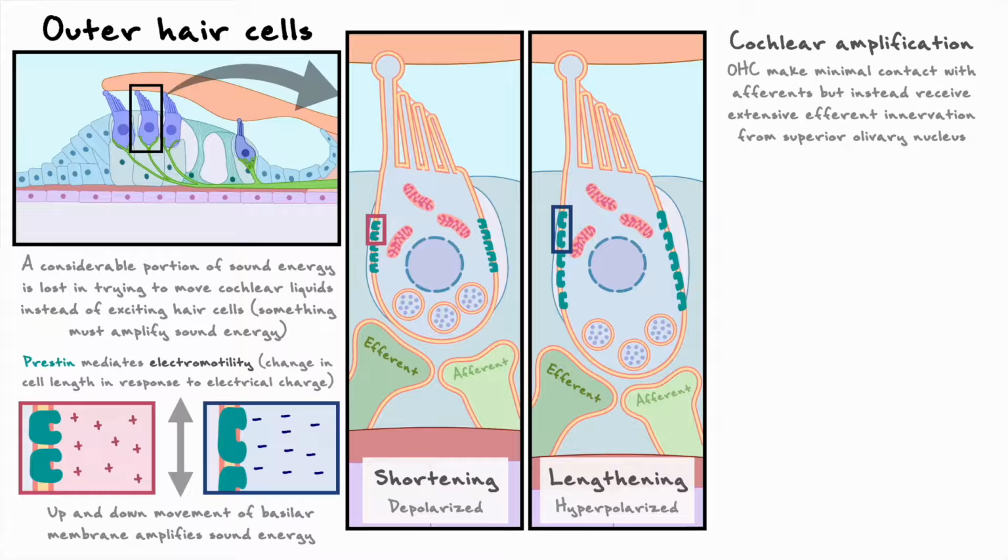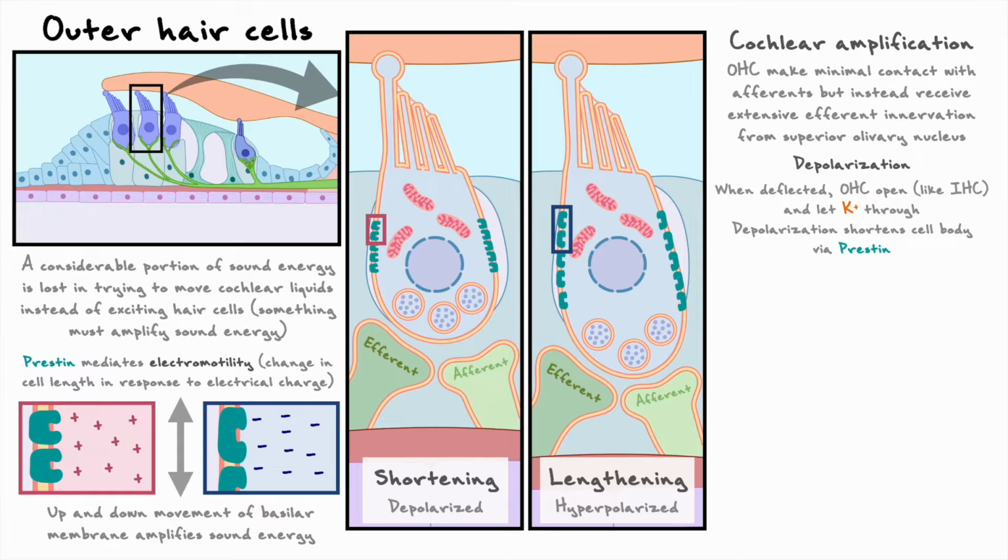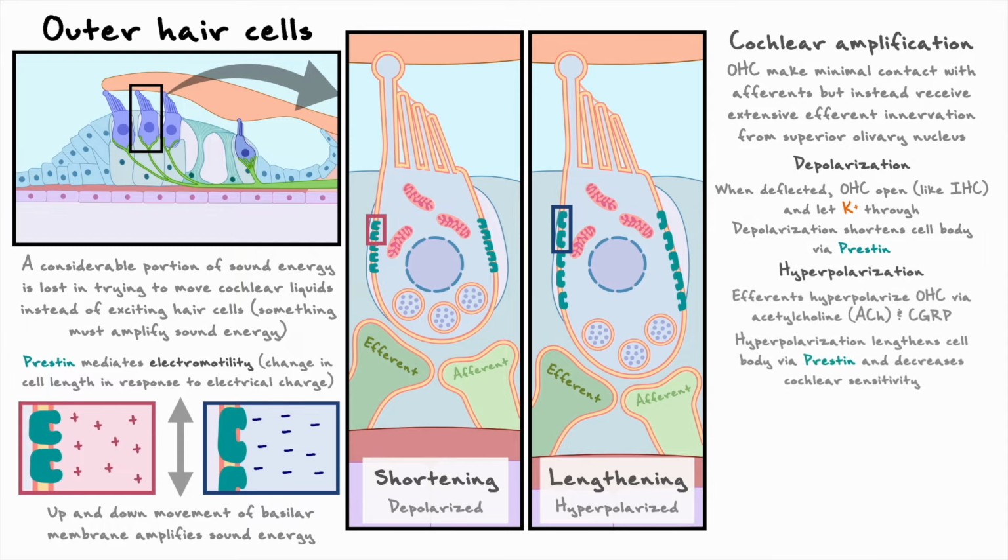Now, there are a few ways for outer hair cells to be depolarized and hyperpolarized. Of note, whenever outer hair cells get deflected such that potassium enters the cell, this contributes to depolarizing the cell. For the hyperpolarization, the efferent branches that contact outer hair cells can release acetylcholine and CGRP. These two transmitters have a hyperpolarizing effect and thus lengthen the cell.